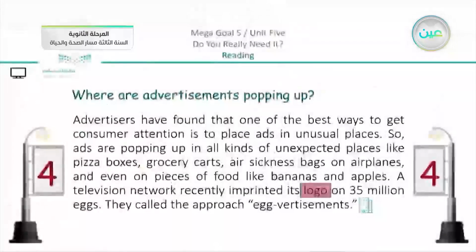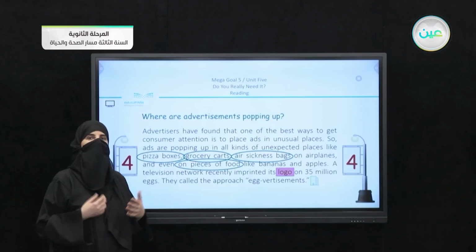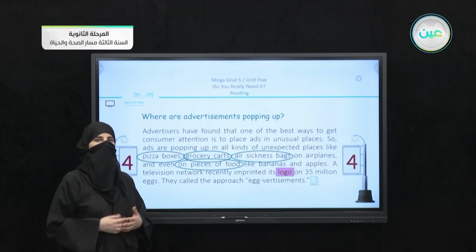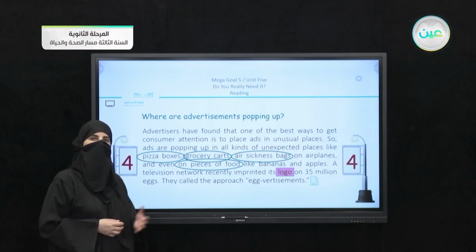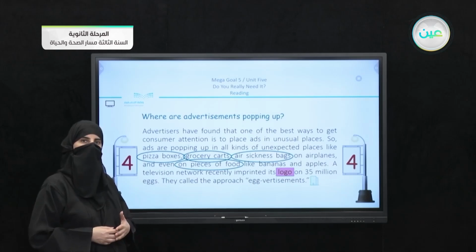So we have here the question, where are advertisements popping up? We can just see here, for example, that we have here pizza boxes, grocery carts, air sickness bags on airplanes, and even on pieces of food. So here you can see that these are just examples for places that you can see advertisements, but you don't actually expect them. Now you can see also that we have here the word logo, which is one of the vocabulary building words.